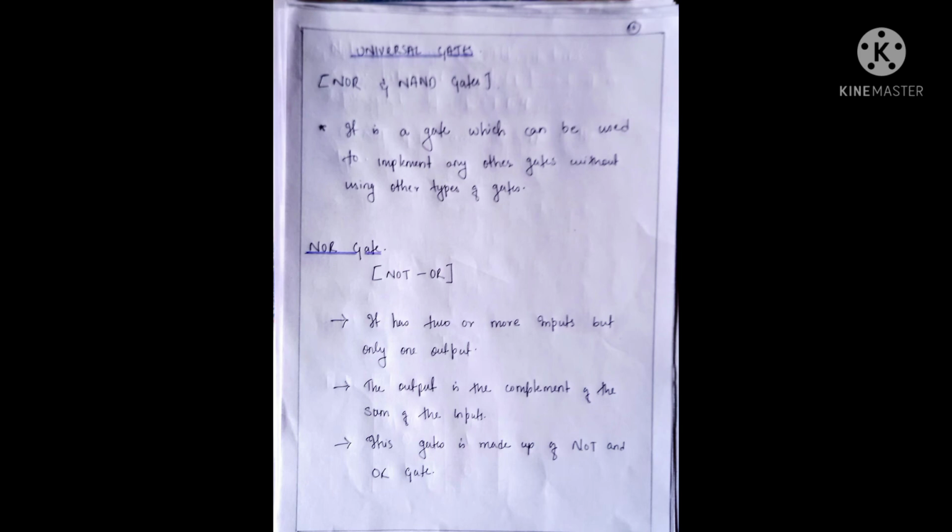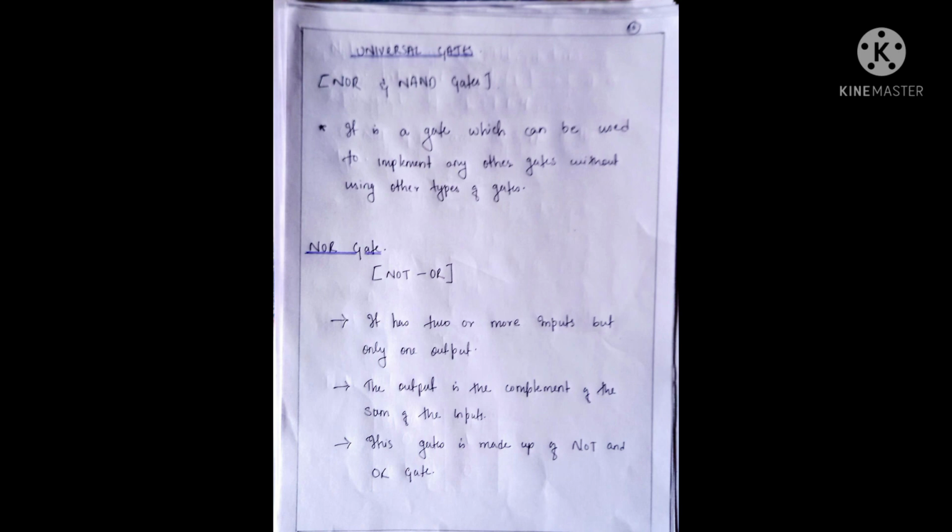Universal gates. It is a gate which can be used to implement any other gates without using other types of gates. A universal gate is a gate which can implement any Boolean functions without need to use any other gate type. There are two types of universal gates, the NAND gate and NOR gate. In practice, this is advantageous since NAND and NOR gates are economical and easier to fabricate and are the basic gates used in all IC digital logic families.